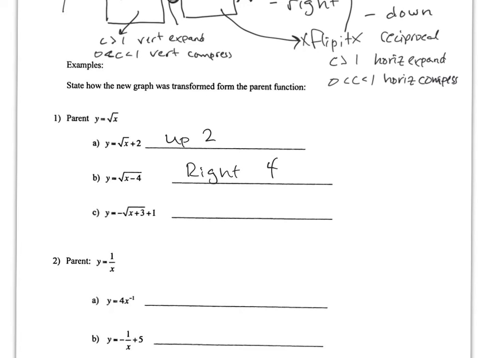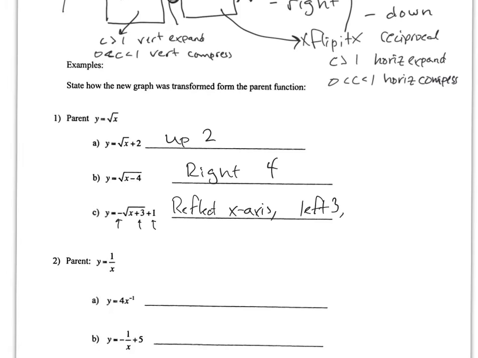Now here we have 3. So anything besides the radical sign and the x has to be described. So we have a negative, a positive 3, and a positive 1. I'm just going to go in order from left to right. So the first is a reflect over the x-axis. Then, of course, the 3 is going to be left 3.